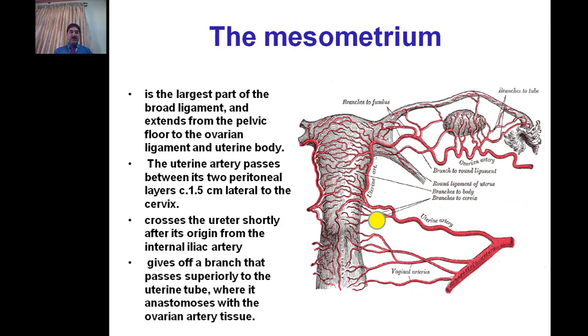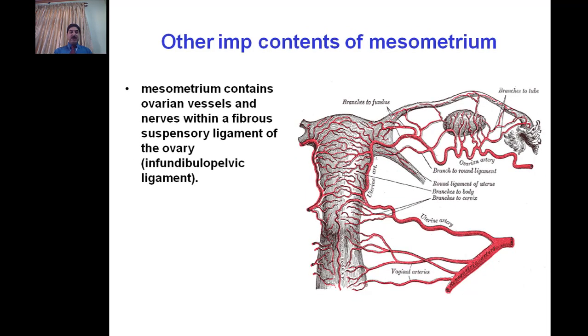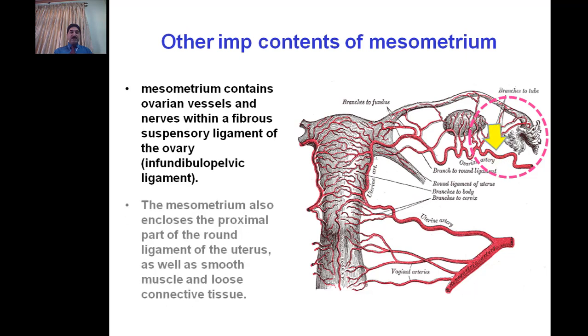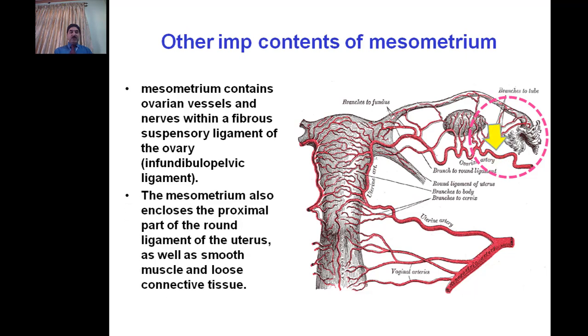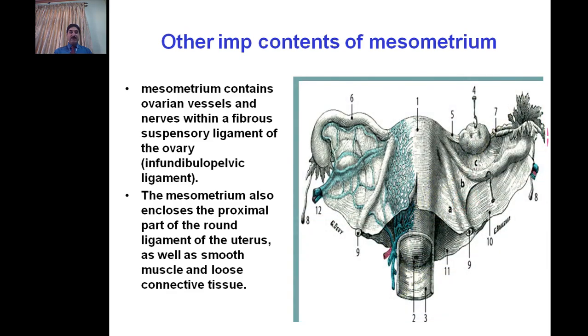with the ovarian artery. Other important contents of the mesometrium are: mesometrium also contains ovarian vessels and nerves within a fibrous suspensory ligament of ovary called infundibulopelvic ligament. The mesometrium also encloses the proximal part of the round ligament of uterus as well as smooth muscle and loose connective tissue. Mesometrium contains ovarian vessels, nerves within a fibrous suspensory ligament of the ovary, as already said, which is called infundibulopelvic ligament. The mesometrium also encloses the proximal parts of the round ligament of uterus, as well as smooth muscle and loose connective tissue.